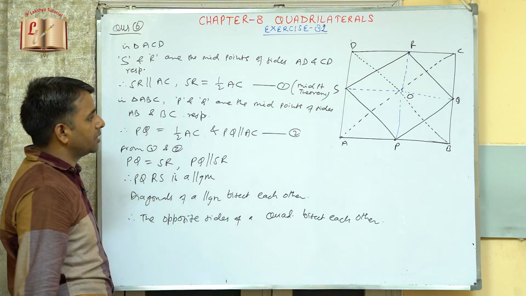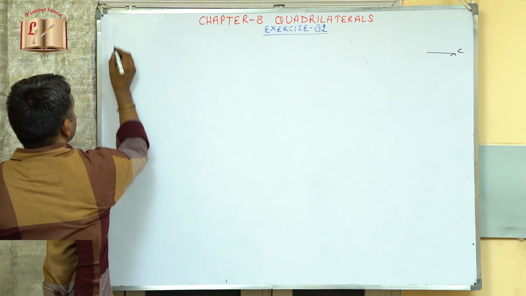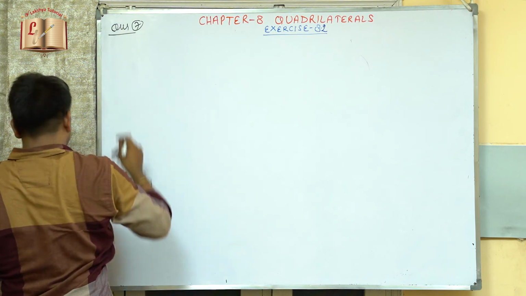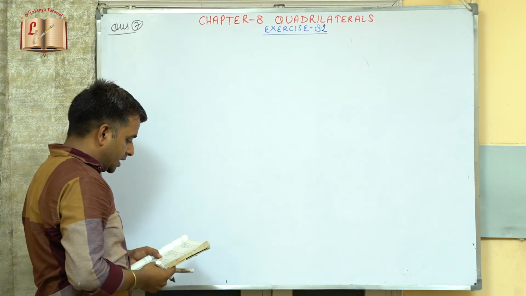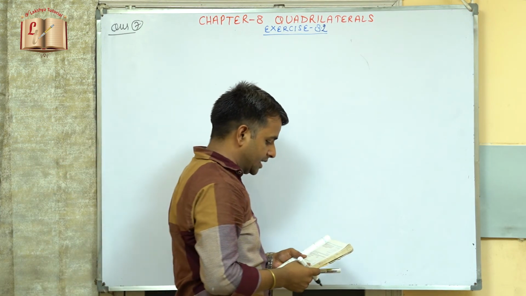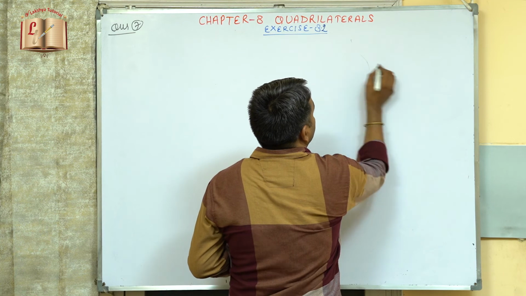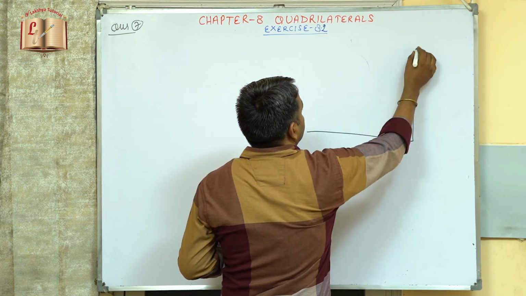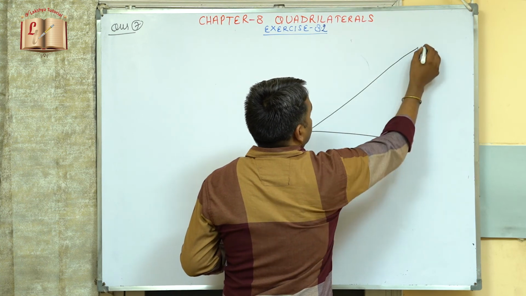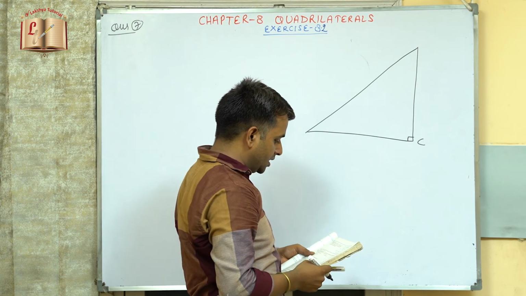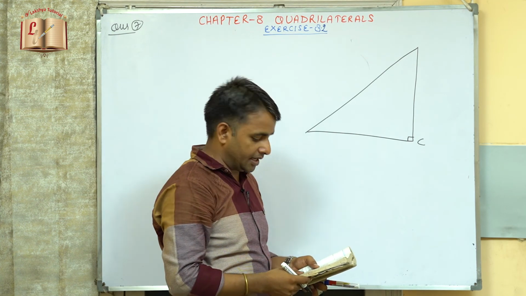So this is proved now. So now coming to question number 7. ABC is a right angled triangle at C. So this is a right angled triangle at C. ABC is a triangle right angled at C.